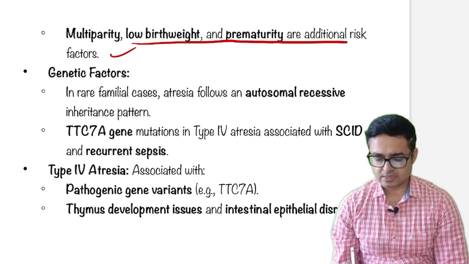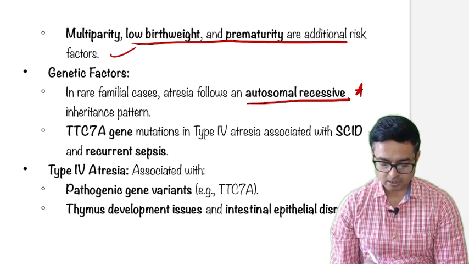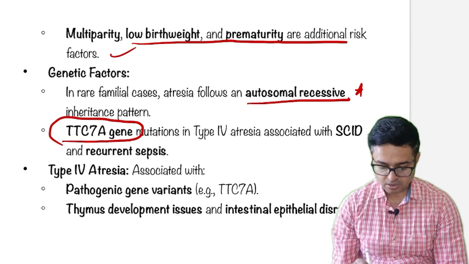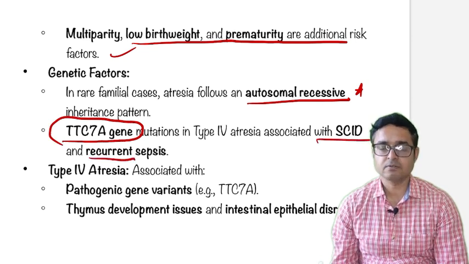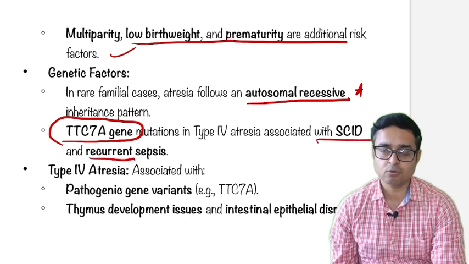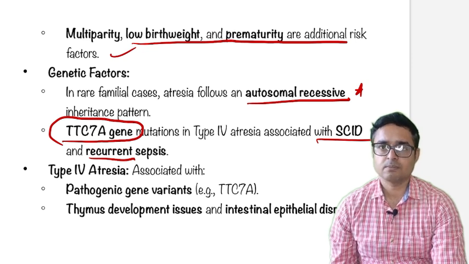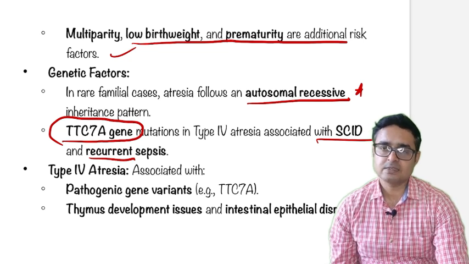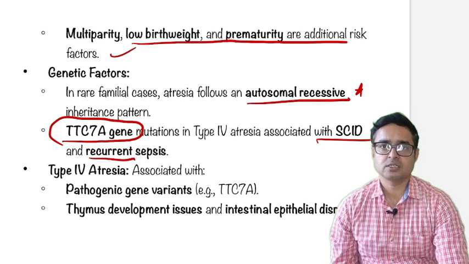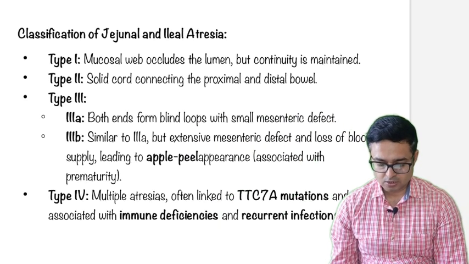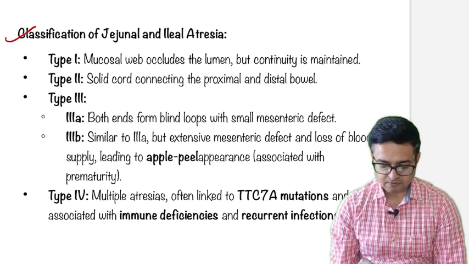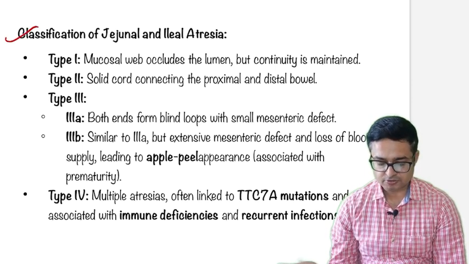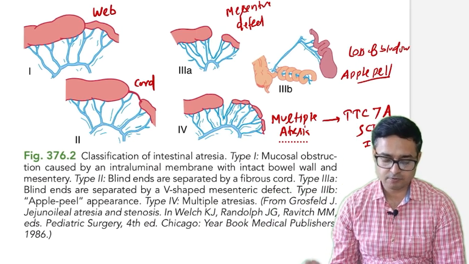Some autosomal recessive association is seen, especially in type 4. Type 4 is associated with TTC7A gene mutation, SCID, and recurrent sepsis. We will discuss type 4, but as of now, just remember type 4 is associated with a genetic mutation, the TTC7A gene, and with immunodeficiency. As we classify jejunal ileal atresia, let's look at this diagram.